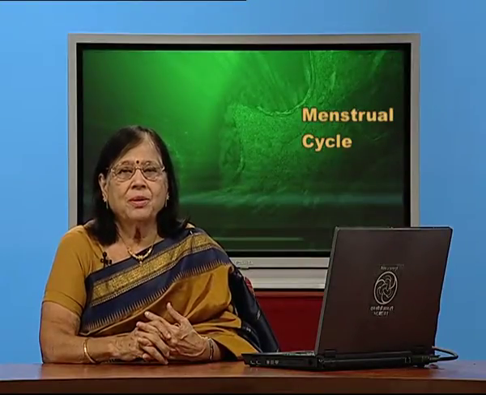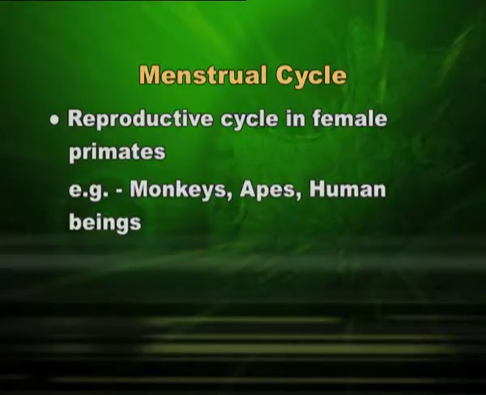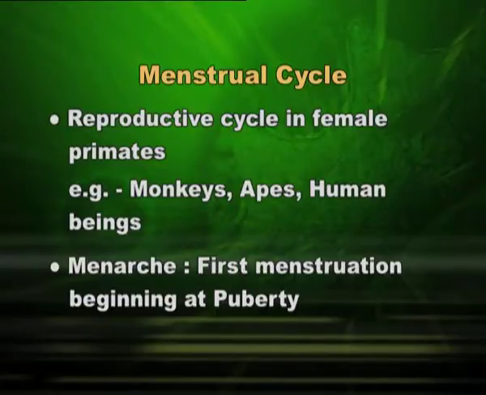Today I am discussing with you certain aspects of the menstrual cycle. You all know that the menstrual cycle is a reproductive cycle, and it is primarily found in primates like monkeys, apes, and also the human female.